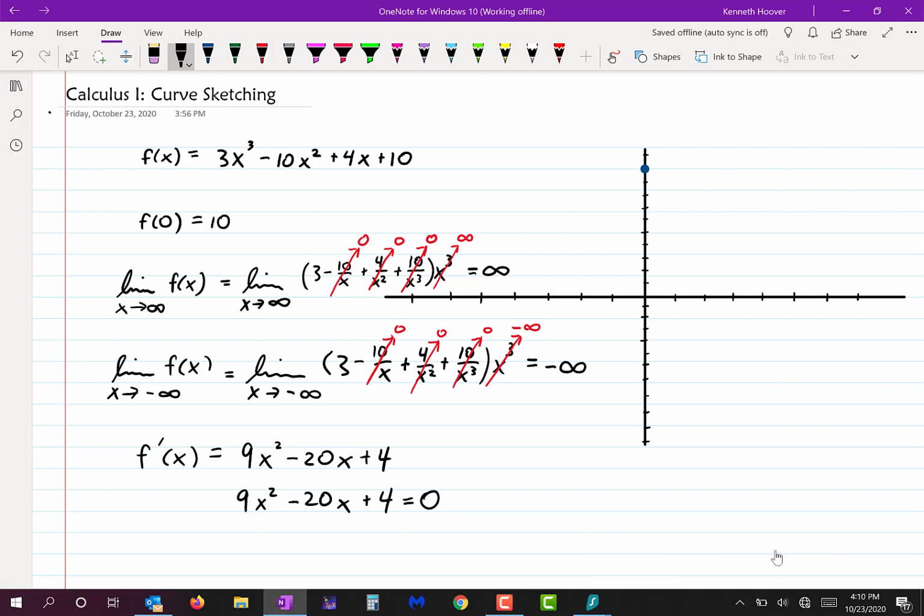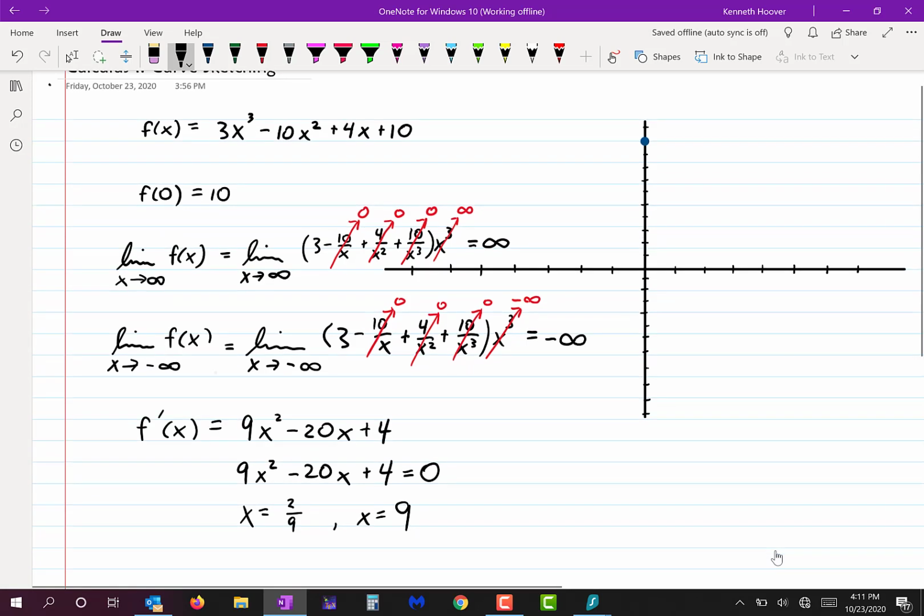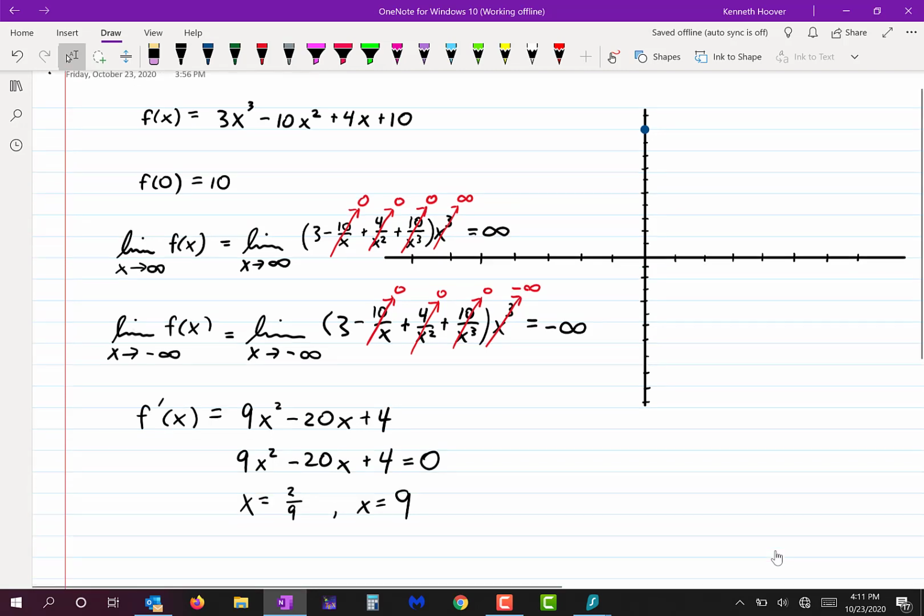Well, you should be able to just use the quadratic formula. That's just basic algebra, so I'll leave that to you. And we find out that f prime of x equals 0 when x is 2/9 and also when x is 9. So that tells you that we're going to have critical points at those places. Okay, let's go ahead and plug in 2/9 and also 9 because I want to plot these points.